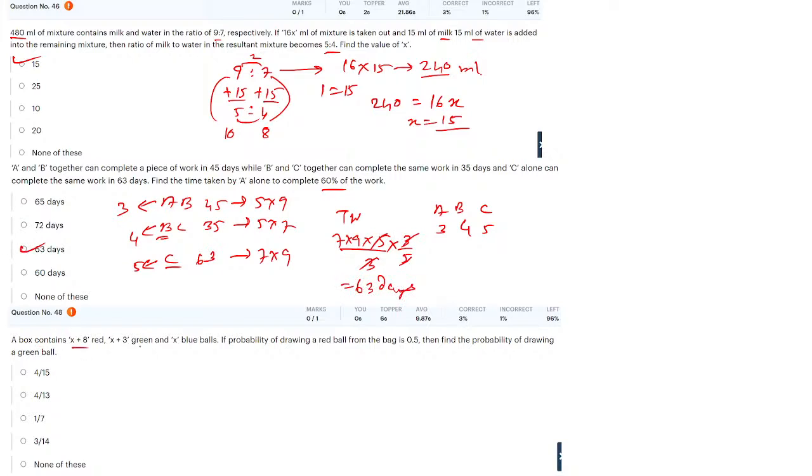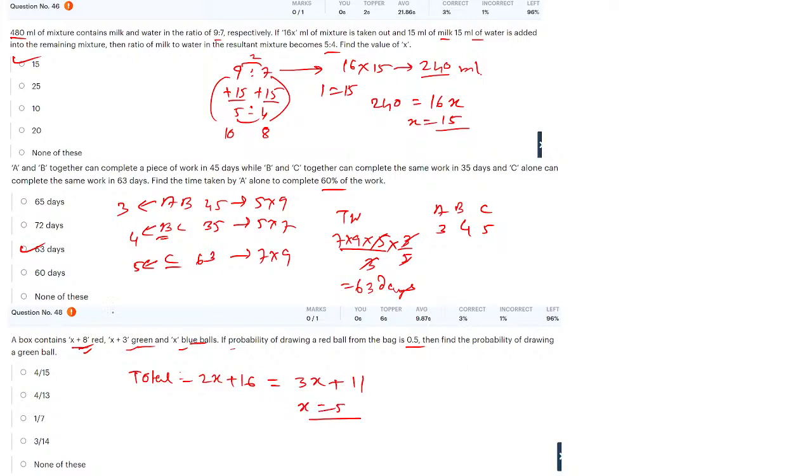A box contains red balls, green balls, blue balls. And the total number of balls is 2x plus 16, double of the total red balls. Now, so this is total, and this is red, this is green, and this is blue. So 3x plus 11, so x equals 5.